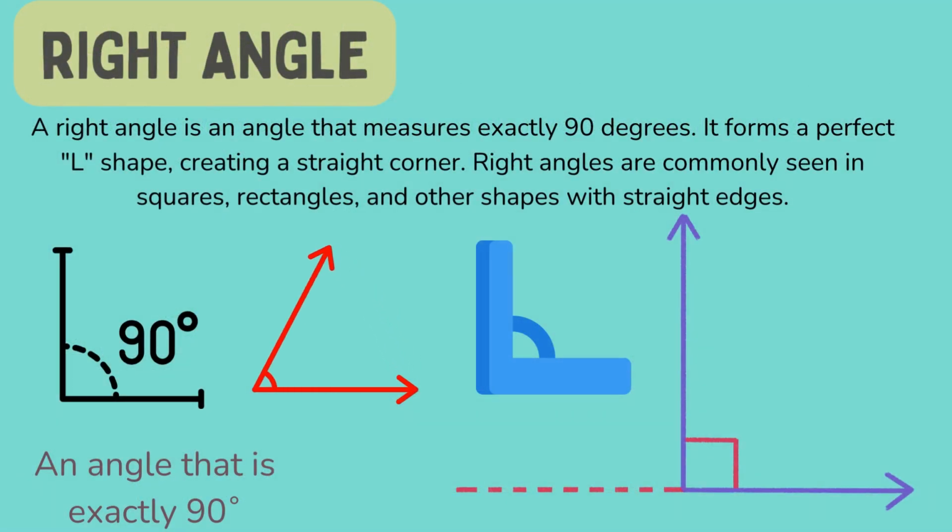A right angle. A right angle is an angle that measures exactly 90 degrees. It forms a perfect L shape, creating a straight corner. Right angles are commonly seen in squares, rectangles, and other shapes with straight edges.